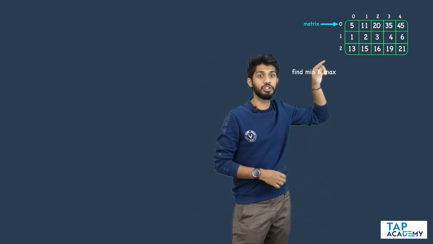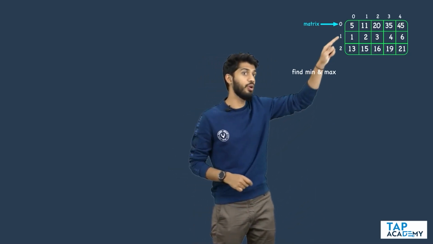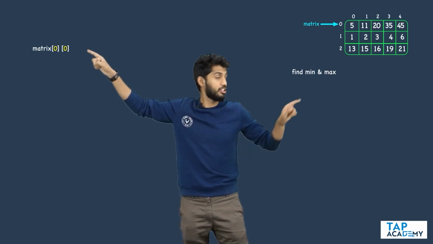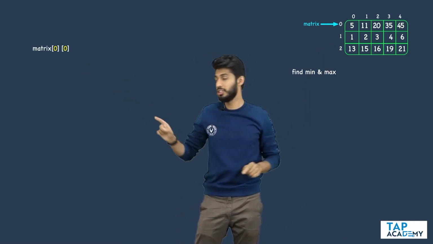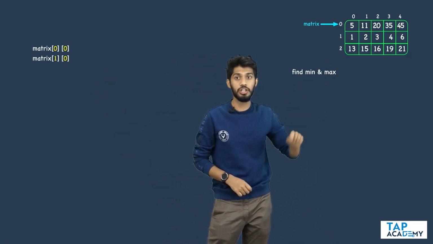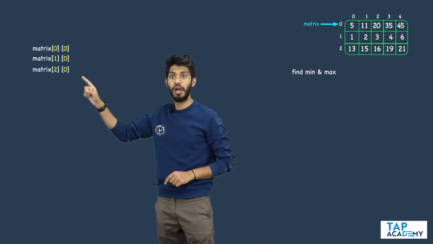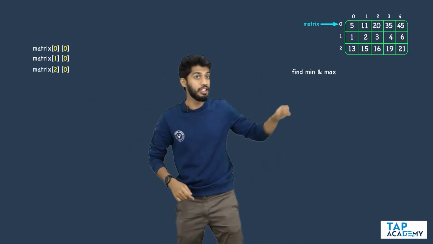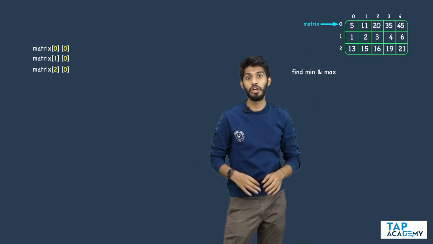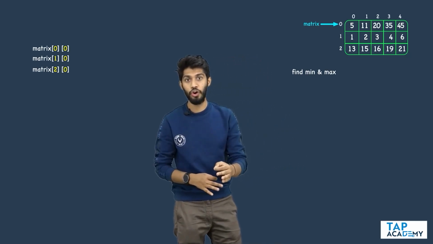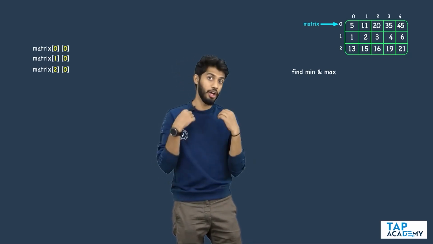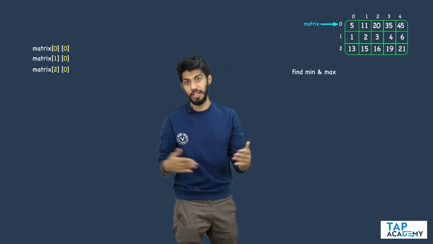So how do I traverse this? Very simple. If I want 5, how can I fetch that? Matrix of 0, 0, because it has 2 indices. Next, if I want 1, I just have to say matrix of 1 and 0. Next, if I want 13, I need to say matrix of 2 and 0. Now if you observe, this column index remains constant, but the row index keeps on changing. So I need to write one for loop which will take care of the row index and keep on changing it. I already hope that you know how you can find min and max.